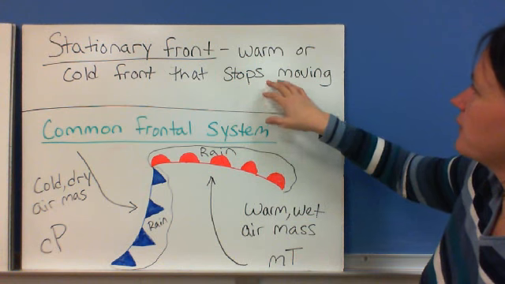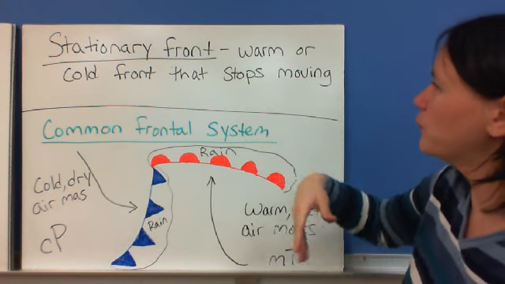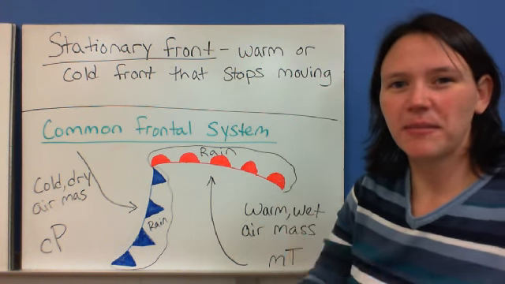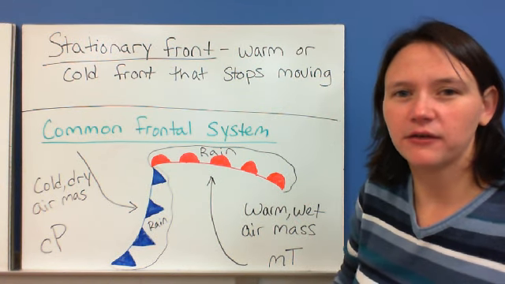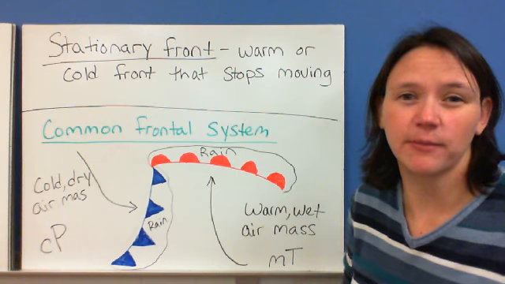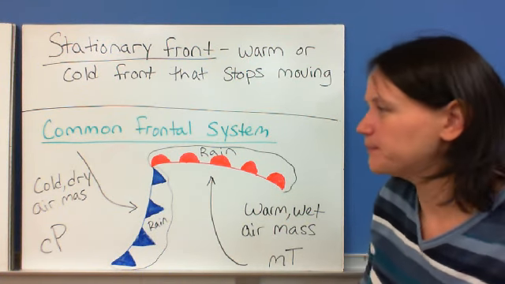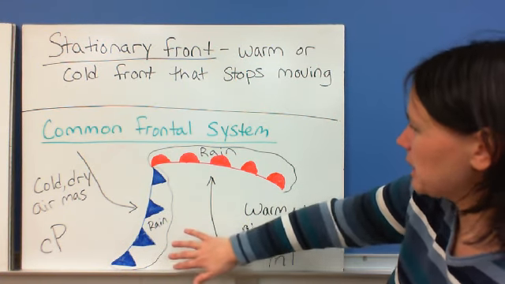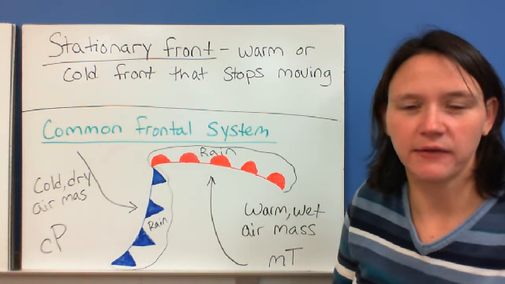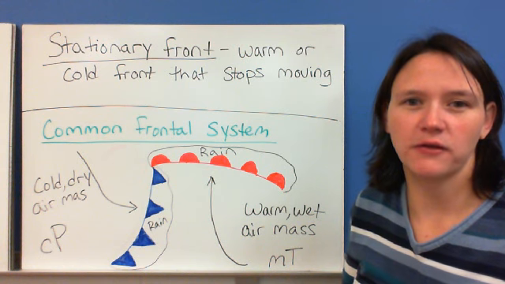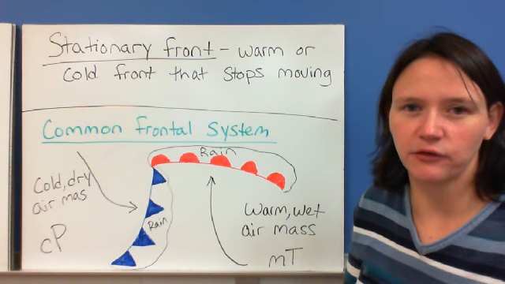Stationary front is the last type. This is when you have a warm and a cold front that kind of combine and just sit there. They stop moving. They just hang out for a while until another air mass comes along and pushes it out of the way. Okay. This right here is a very common frontal system that we see in the United States, especially in the central part of the United States and even into the eastern part.